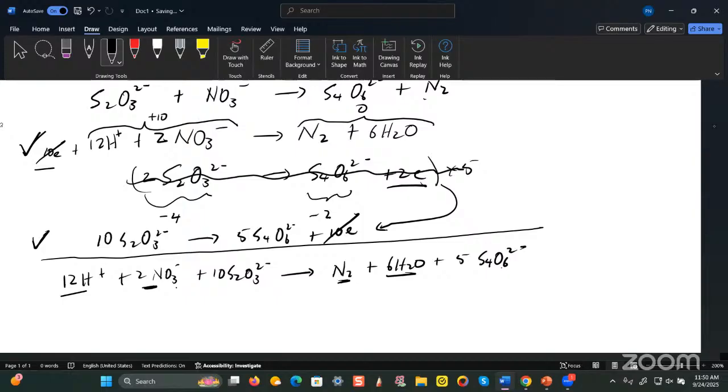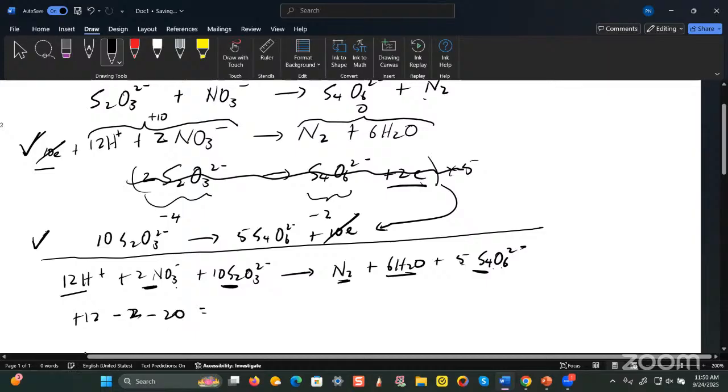And then the sulfur, we have a total of 10 times 2, 20. Here we have 5 times 4, 20. So all the atoms are balanced. So let's look at the charges. We have a total of plus 12 here for the 12H plus, minus 2 for 2 nitrates, and then minus 20 for the 10 thiosulfate. Anyway, so that's 12 minus 2, that's 10. 10 minus 20, that gives you minus 30? Negative 10.